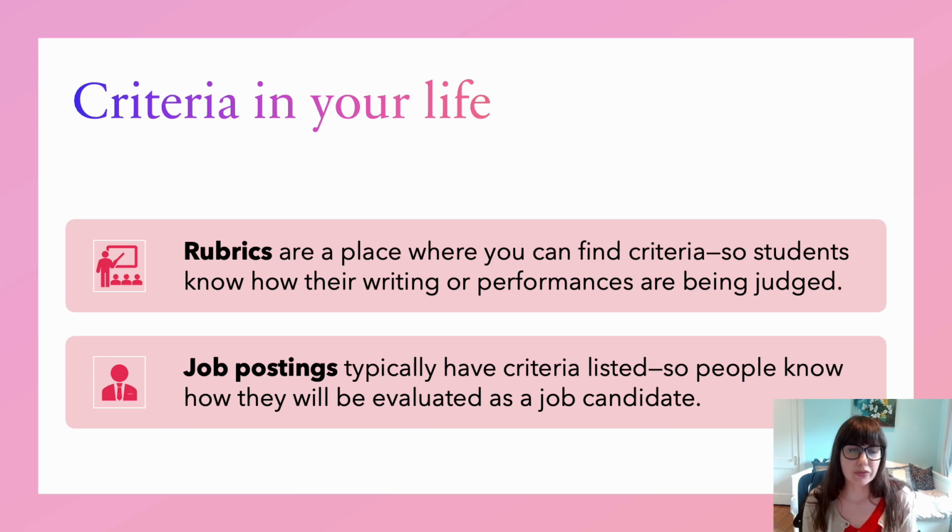A couple of examples of criteria in your life that you may have run into. You might think about rubrics. So rubrics are a place where you can find criteria, okay? Students know how their writing or performances are being judged because there's a rubric, and the rubric has criteria on what looks good in this writing or performance and what is not doing so well, right? Job postings often have criteria listed so people know how they'll be evaluated as a job candidate, right? Okay, so this is kind of how criteria works in your life.